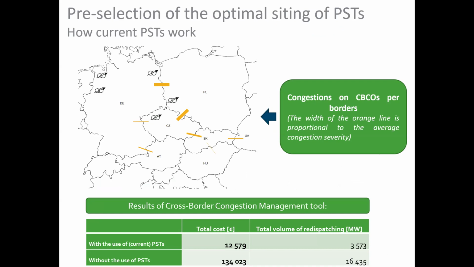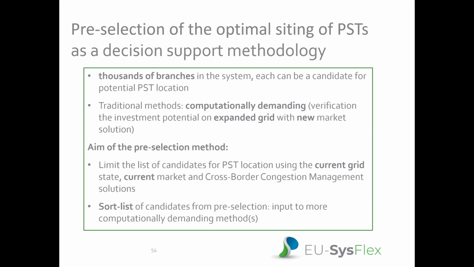Over the next slide, I will say a few words. What do we mean by preselection of the location for new PST investment? So in the European system, we have thousands of branches, and each could be treated as a potential candidate for extending it with a PST on one end or the other.